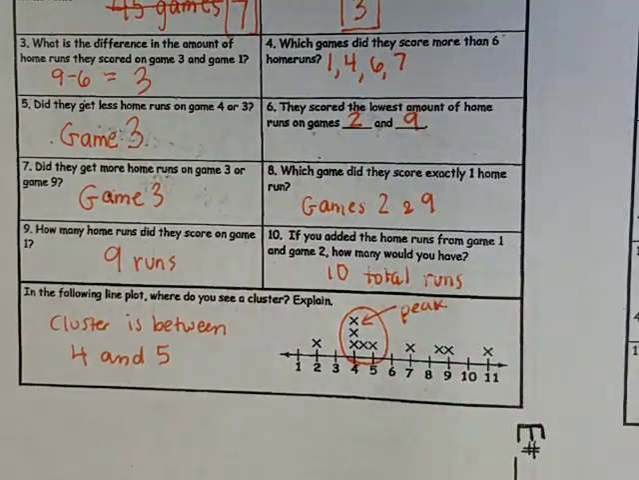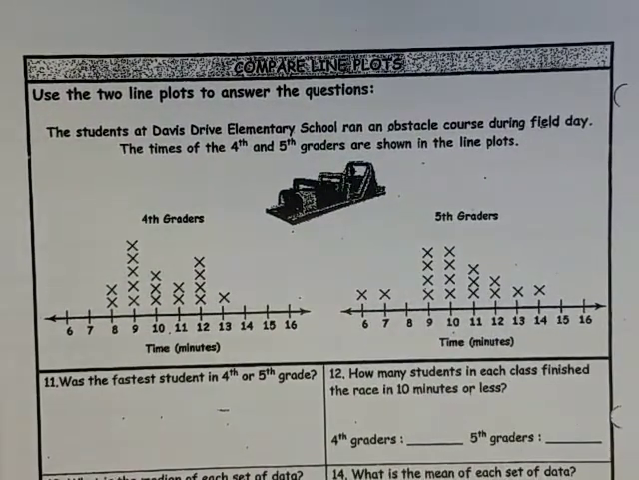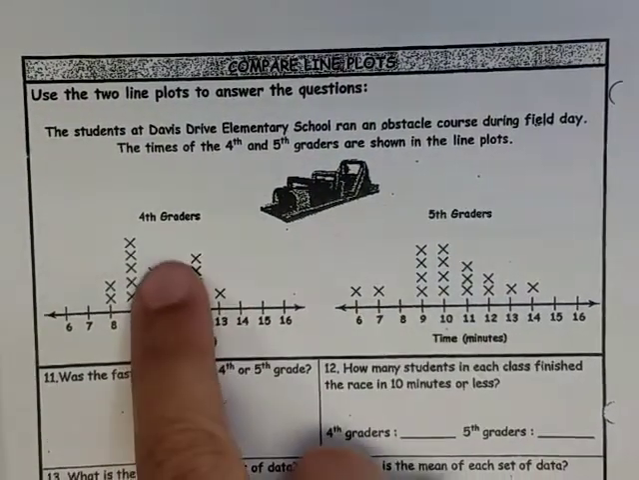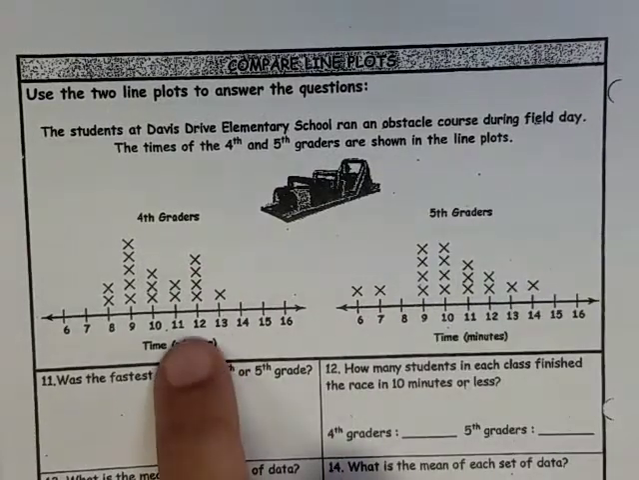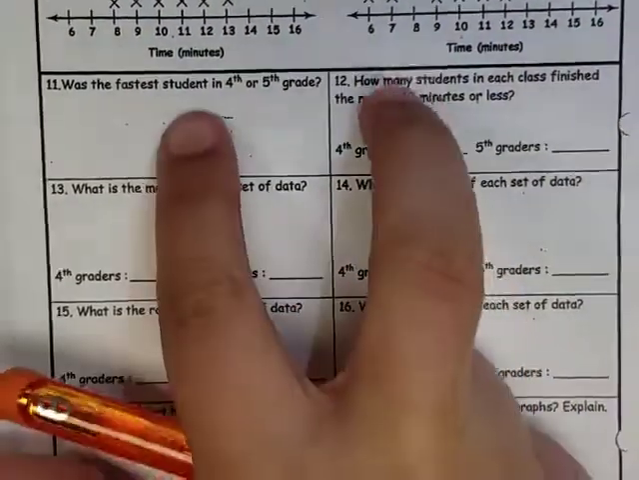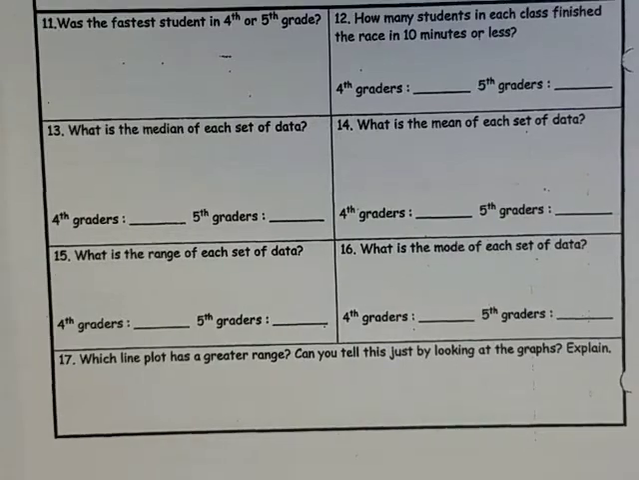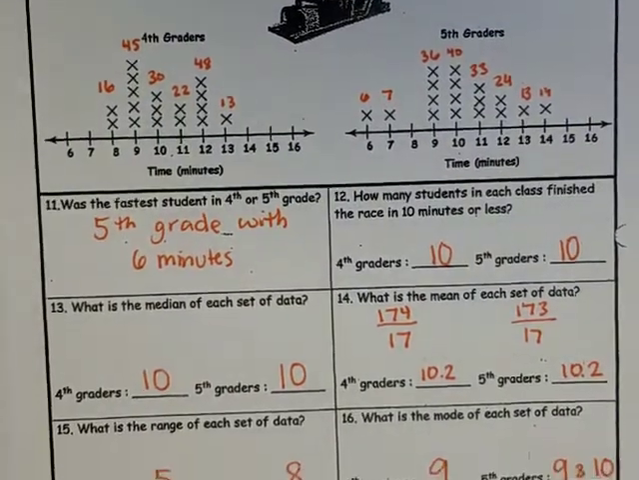All right, so what you're going to do is on the right side, where you're comparing plots, go ahead and compare 4th graders to 5th graders and the time that it takes them to run an obstacle course on a field day. Down here at the bottom, you're going to be answering some questions 11 through 17, and then in just a moment, I will be placing the answer key. All right, here are the answers.